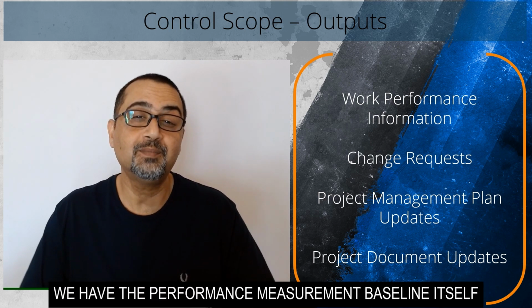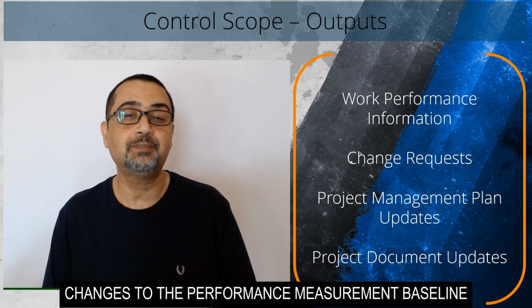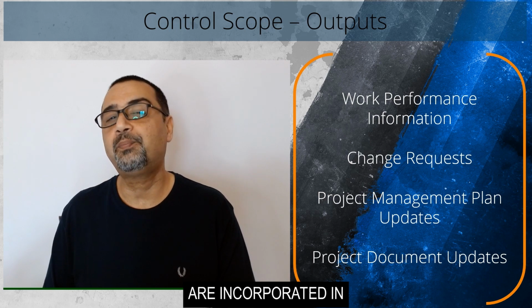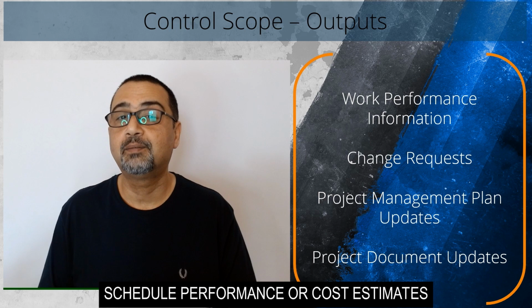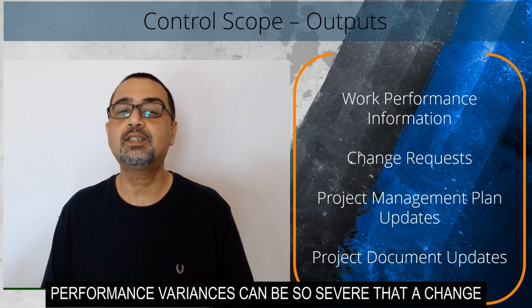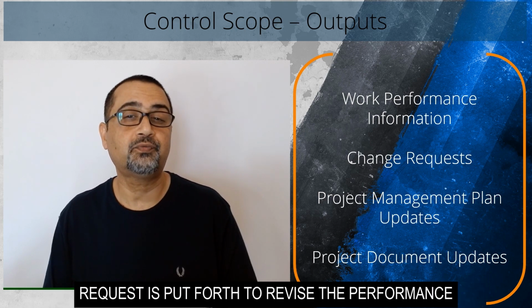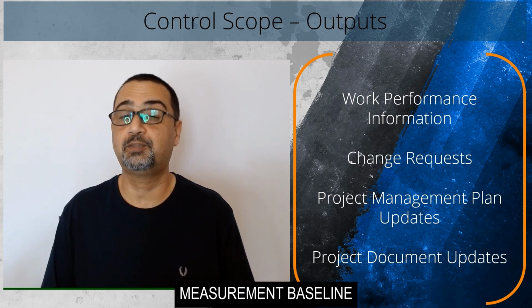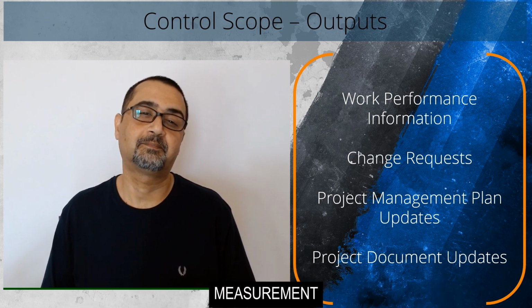Then we have the performance measurement baseline itself. Changes to the performance measurement baseline are incorporated in response to approved changes in scope, schedule, performance, or cost estimates. In some cases, performance variances can be so severe that a change request is put forth to revise the performance measurement baseline to provide a realistic basis for performance measurement.